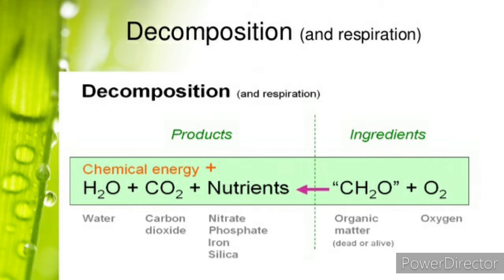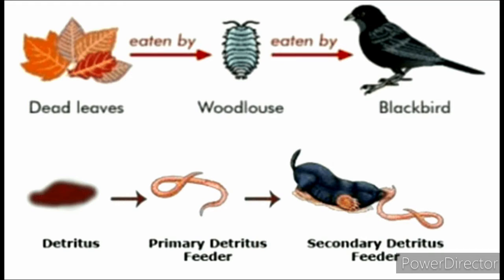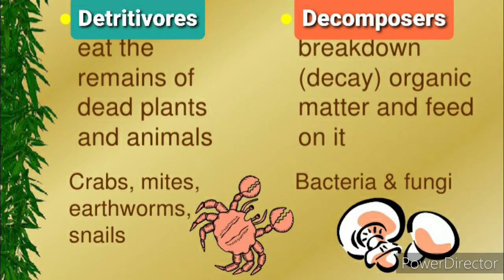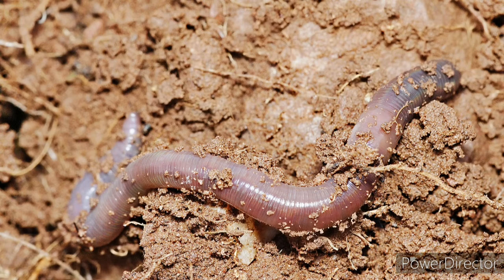Decomposition is the breakdown of complex organic matter into simple inorganic substances like carbon dioxide, water, and nutrients by the action of decomposers. Dead remains of plants and animals such as leaves, flowers, and fecal matter of animals are collectively called detritus. Organisms that feed on detritus are called detritivores. For example, earthworms and fungi are examples of detritivores.